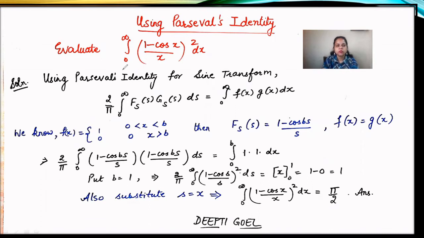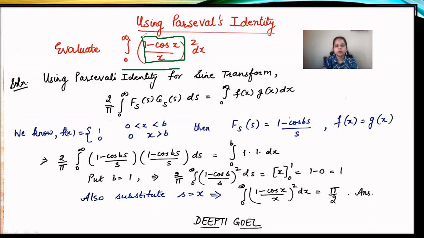So the first problem is that we have to evaluate the integral from 0 to infinity of (1 minus cos x) by x square dx. So now what we see here is the function (1 minus cos x) by x. As I have shown you some formulas related to the Fourier sine transform and the Fourier cosine transform, we shall be able to judge which transform we should apply to get a solution for the integral.